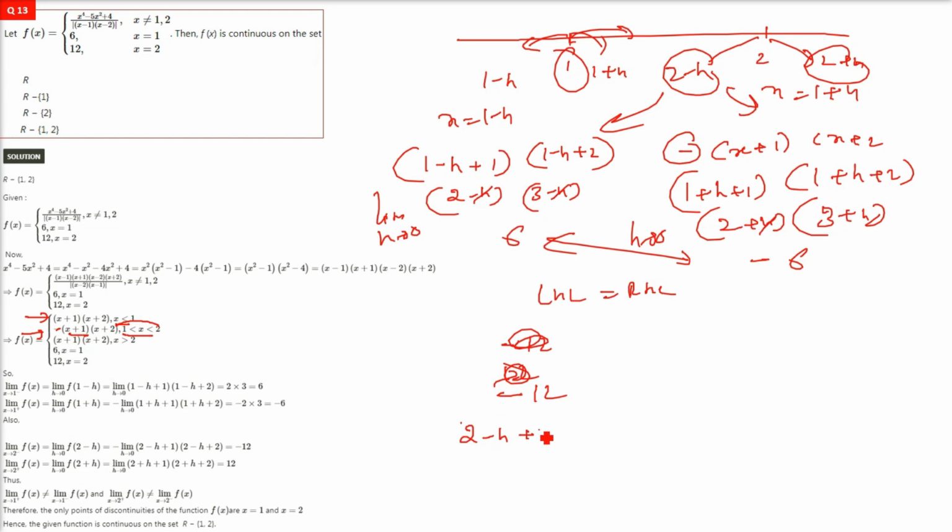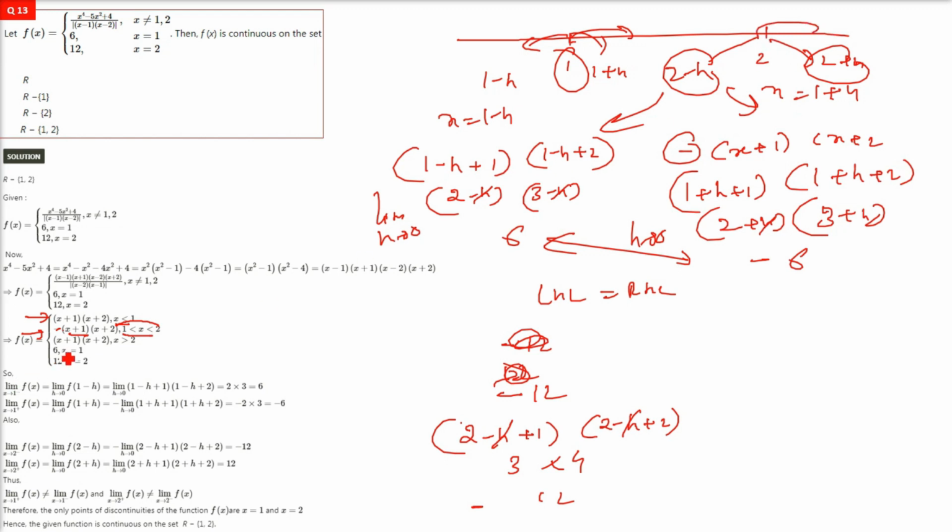2 minus h, I am replacing it in 2 minus h plus 1, 2 minus h plus 2, and this will be negative. Please remember, it is negative. So you just replace this, h will be 0. So 3 into 4, this is 12. You have a negative here, so negative 12.